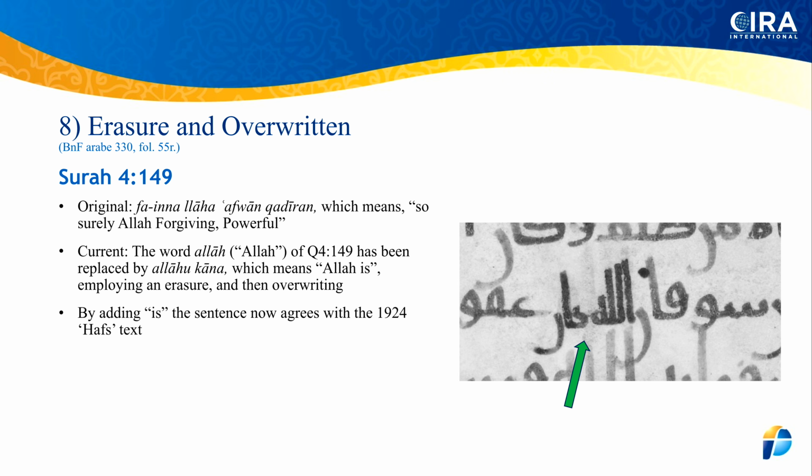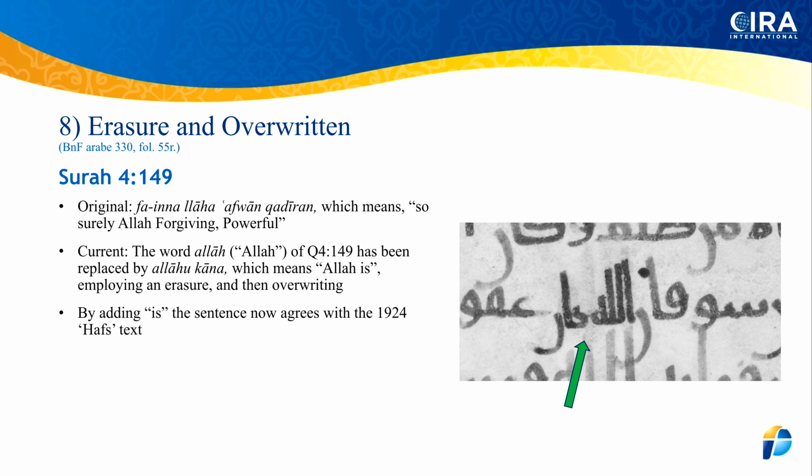Now, currently, the word Allah of 4:149 has been replaced with Allahu kana, which means Allah is, employing an eraser and then overwriting it. So you can see the eraser underneath. If you look at it, it's very, very indistinct. And I want to say again, the word also could be read afuwan, meaning forgiven, or ghafuran, so there's so many ways you can read this. So the "is" has been added there to make it grammatically correct. That's right. So here is where they have rubbed it off.